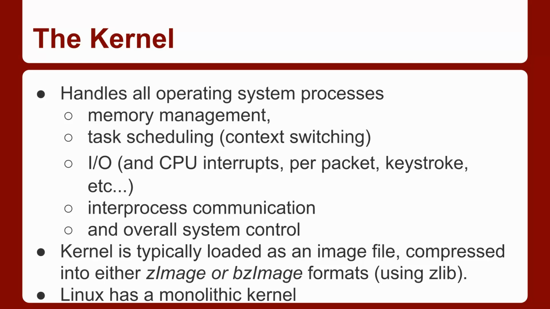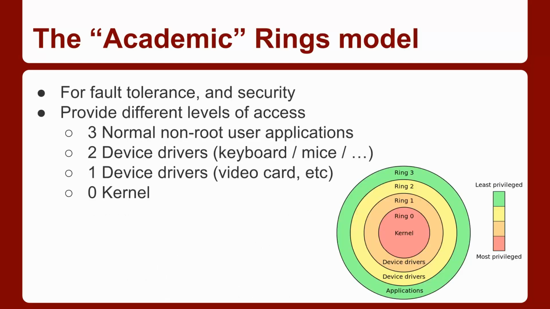The kernel is typically loaded as a compressed image. This either zlib compressed or bz image formats. And it's important to note that Linux has a monolithic kernel, so most of the drivers that are used to interface with the hardware are all operating in kernel space with maximum permissions. And to that effect, it's important to cover the classic rings model.